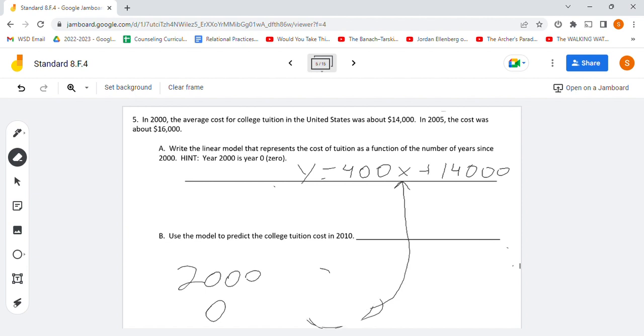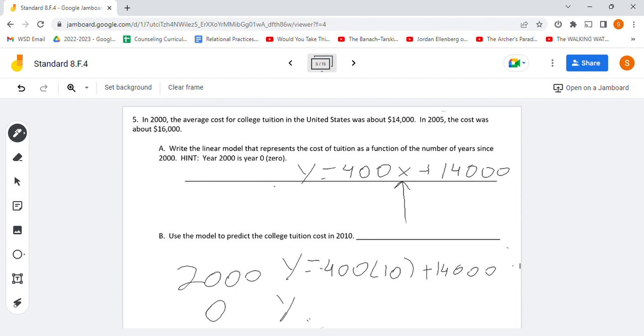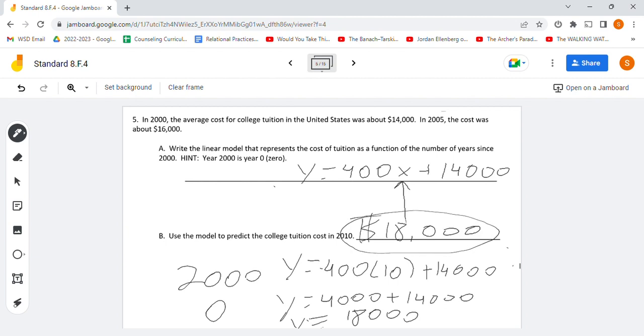Well, when we do that, let's go ahead and write that out. It looks like y equals 400 times 10 plus 14,000. And 400 times 10 will get us 4,000. So 4,000 plus 14,000. And let's finish this out by adding those together, and we end up with 18,000. So the prediction for our college tuition cost will end up being 18,000. And we're finished with this question.